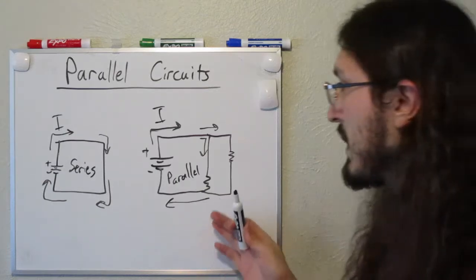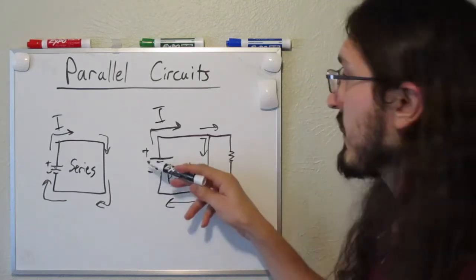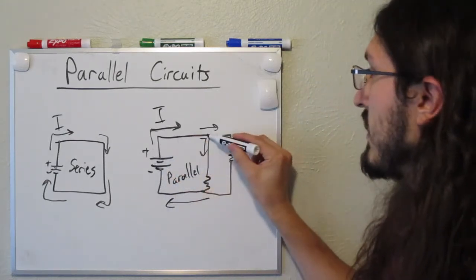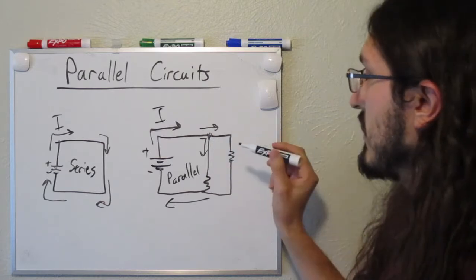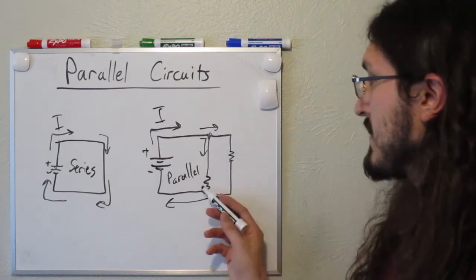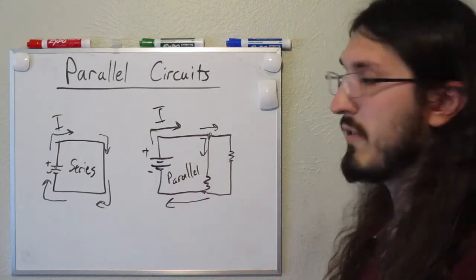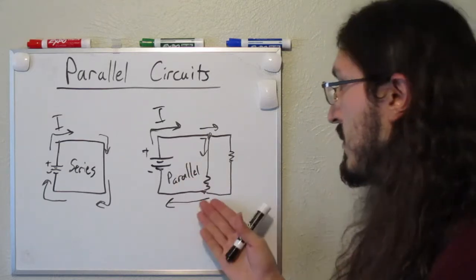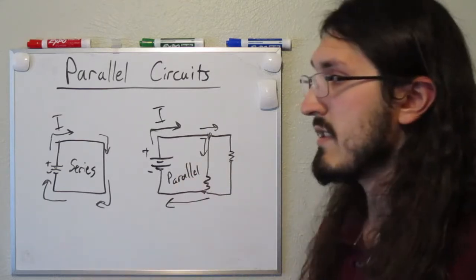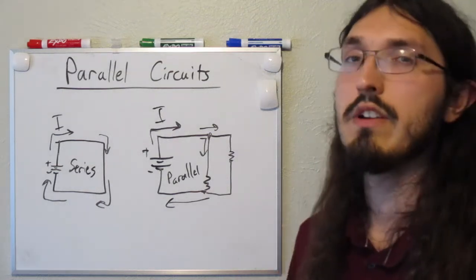Here's a picture of a simple parallel circuit. You can see the current goes around here, and then at this point it splits to two different paths. One goes down, one goes right. At this point, the current recombines again and then returns back to the battery on the negative side. So the focus of today's video is going to talk about what's different with parallel circuits than series circuits in terms of the voltage, current, and resistance.